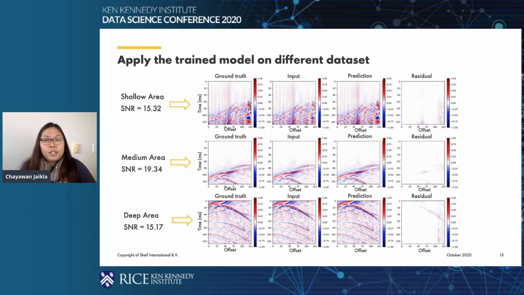We also apply the trained model on a completely different dataset that was acquired from a different continent. Again, we show the ground truth, the input, the model prediction, and residue in 3 different cases: the shallow area, the medium area, and the deeper area. The SNR values of this prediction are in the range of 15 to 20, which is acceptable considering that we applied the model on a completely new dataset that the model hasn't seen before. But there is definitely room for improvement before deploying this model.